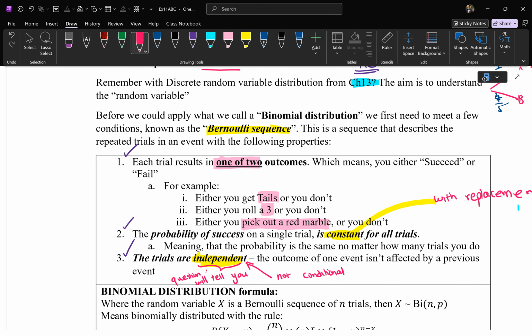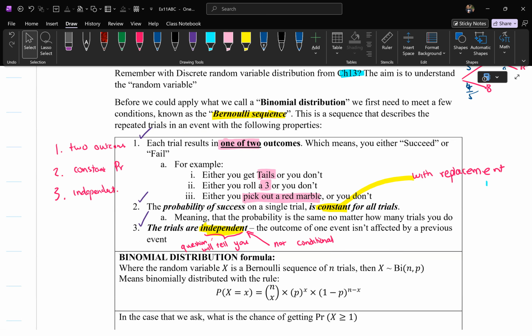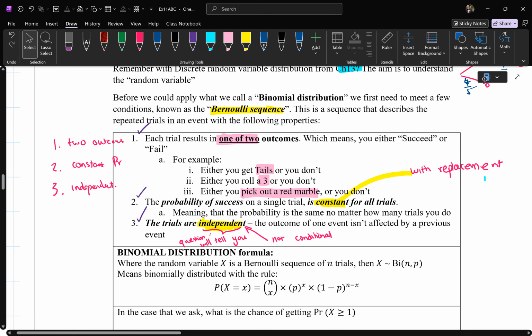So if I summarize it in 3 dot points: 2 outcomes, constant probability, and independent. That's pretty much what you need in order to use this rule that I'm about to give you. Okay? Here's the rule.